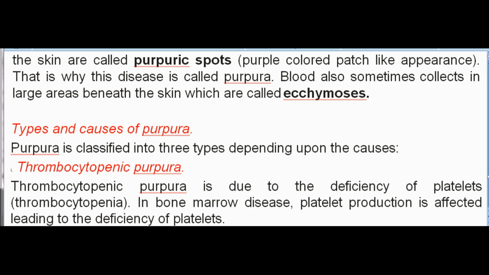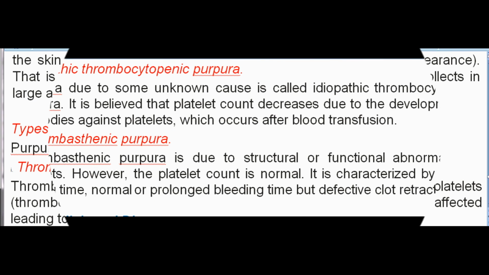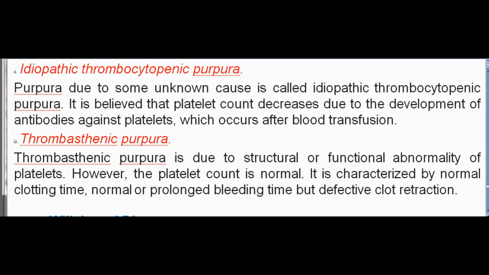Types and causes of purpura. Purpura is classified into 3 types depending upon the causes: Thrombocytopenic purpura. Thrombocytopenic purpura is due to the deficiency of platelets, thrombocytopenia. In bone marrow disease, platelet production is affected leading to the deficiency of platelets. Idiopathic thrombocytopenic purpura. Purpura due to some unknown cause is called idiopathic thrombocytopenic purpura. It is believed that platelet count decreases due to the development of antibodies against platelets, which occurs after blood transfusion.